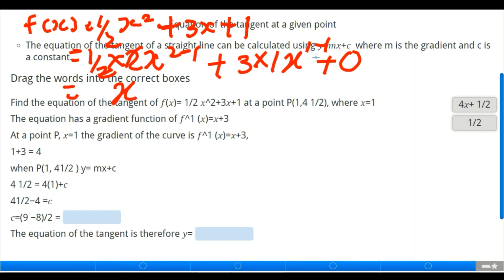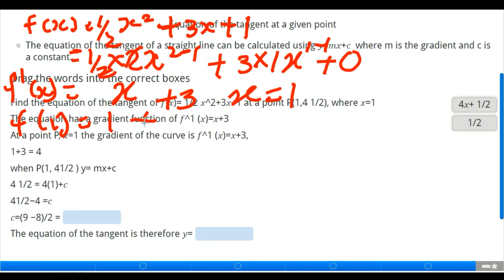x raised to power 1 minus 1, that is x raised to power 0. Under indices, x raised to power 0 is 1. 3 times 1 will give us 3. So this is the function after we are done differentiating the very first time. Now they are telling us that our x equals 1, so we are placing that in. Wherever we see x now, we replace it with 1. So 1 plus 3 will give 4.